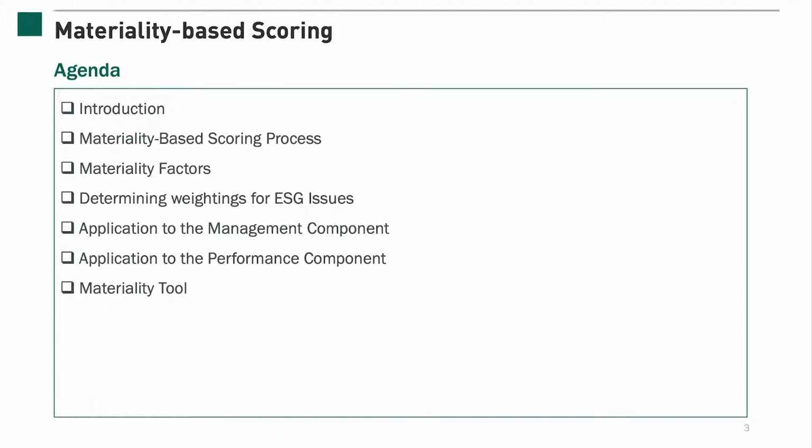We'll first introduce materiality and how it is used in the Gras materiality-based scoring process, and describe the materiality factors and their influence on determining weights for ESG issues. Next, we'll look at how materiality-based scoring applies to both the management and performance components. Finally, we'll introduce our materiality and scoring tool and explain how it can assist your understanding of how materiality-based scoring applies to the asset assessment. By the end of this lesson, you should be able to understand how materiality-based scoring influences the asset assessment.